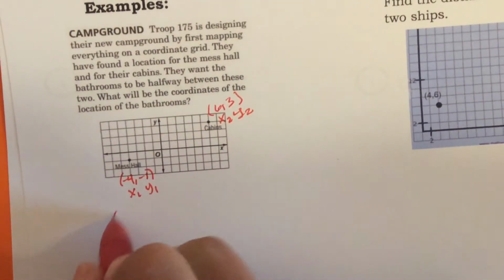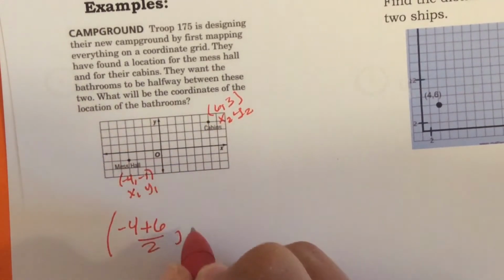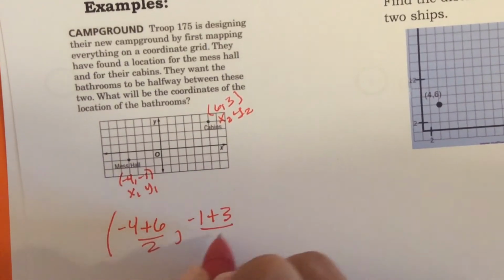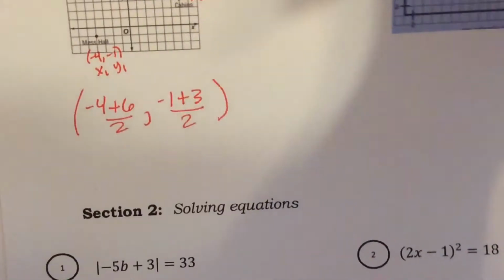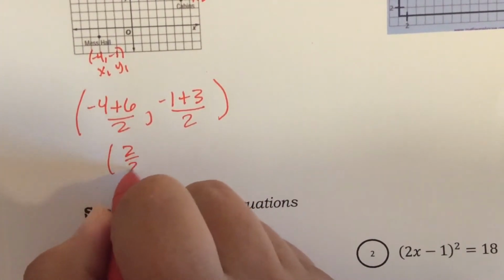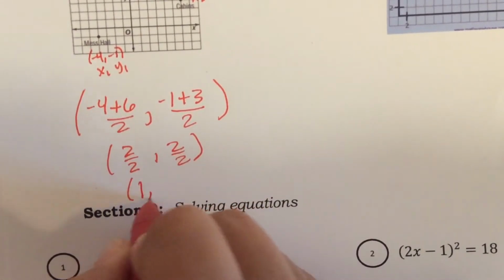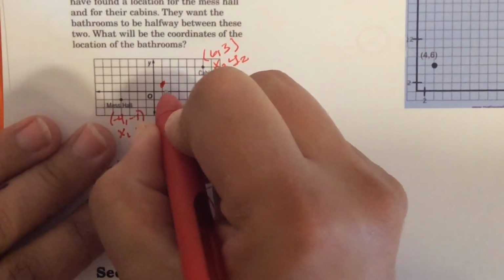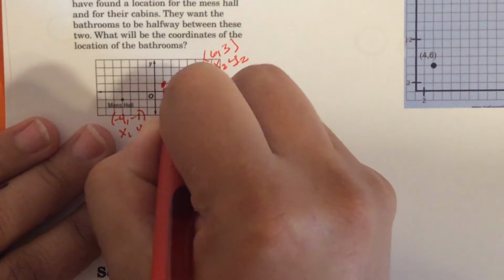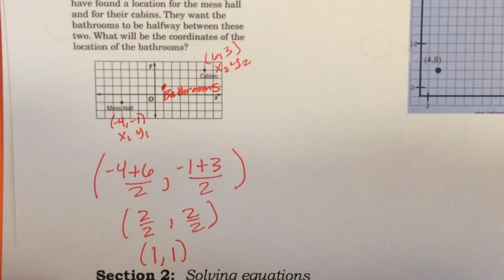So I'm going to add the x's, -4 plus 6, divide by 2. And then -1 plus 3, the y's, divide by 2. So -4 and 6, that's 2. So that's going to be 2 over 2. And then -1 plus 3 is 2 over 2. So your bathrooms are going to be at 1, 1. So let's go and put those there. 1, 1. So that's where your bathrooms are located. Bathrooms. And it's halfway between the mess hall and the cabins.